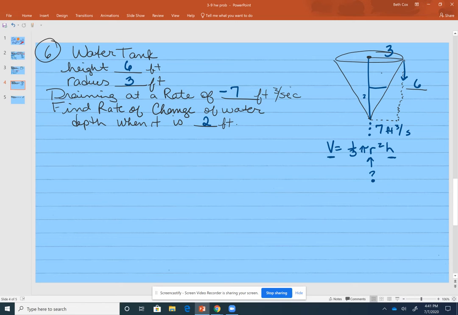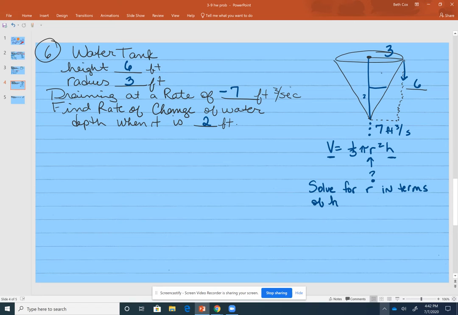Where's R? Is R changing? Oh yes, this time R is changing. The last problem, the radius didn't change. We were dealing with the cylinder and the radius never changed. But this time, the R is most definitely changing. So how are we going to do this? What we're going to do is rewrite R in terms of H. We're going to solve for R in terms of H. That's the official math way of saying it.